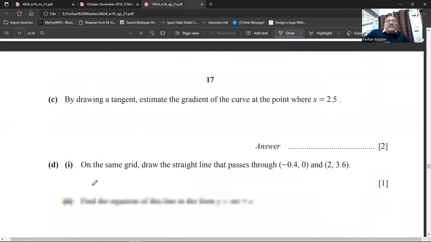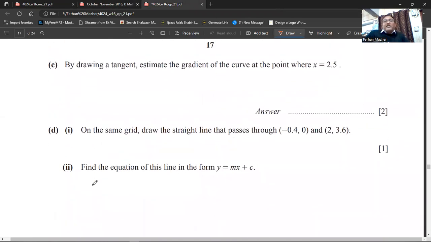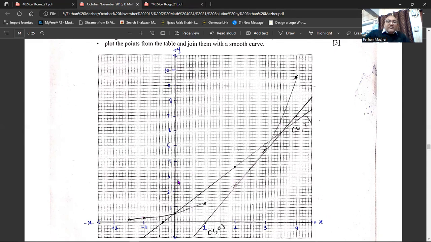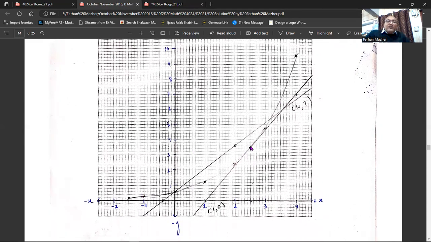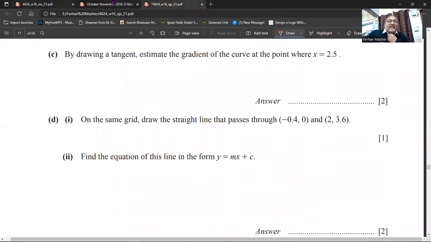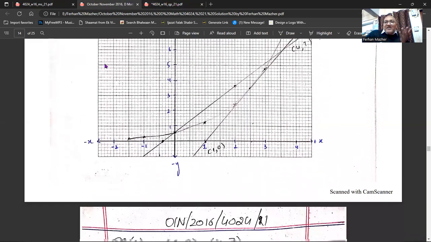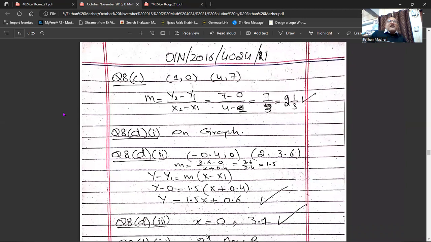Then their question is, by drawing a tangent, estimate the gradient of the curve at the point where x is 2.5. When x is 2.5, that is this point, then draw a tangent at that point. So you can see this line. This is the tangent. Then I will take 2 points on this tangent, for example 1, 0 and 4, 7. Then I will apply the formula for the gradient. You remember the formula for the gradient, that is y2 minus y1 divided by x2 minus x1. That will be 7 minus 0 divided by 4 minus 1.